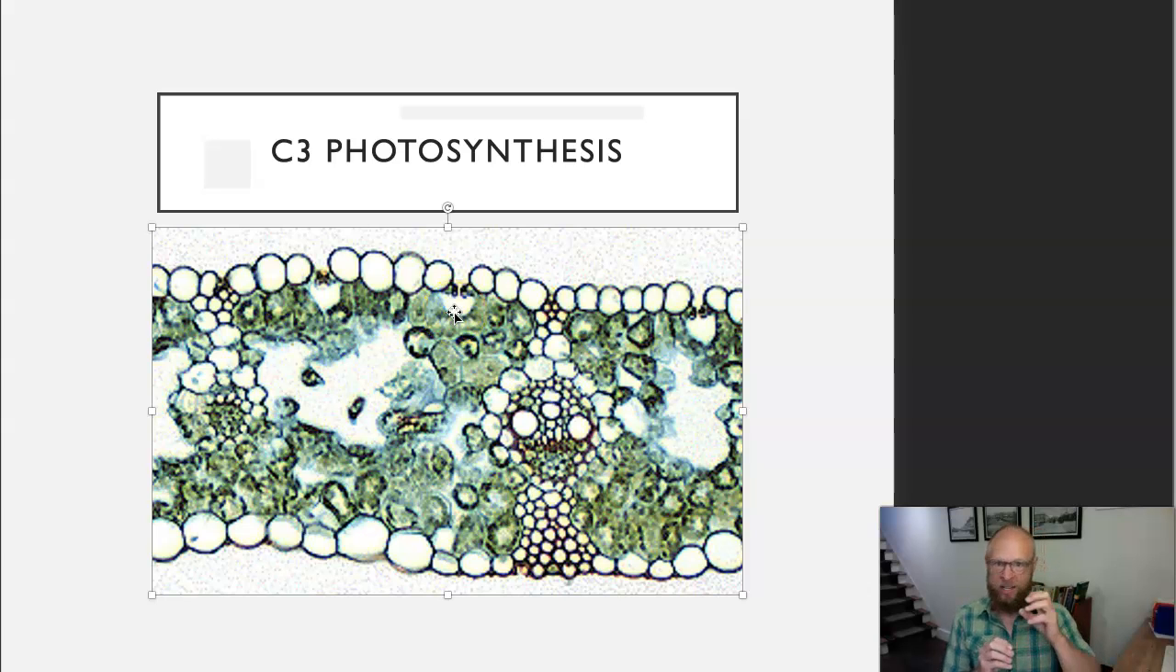Now, rubisco reacts more readily. It fits with CO2 better. So it's going to react with CO2 more often than it does oxygen. But it photorespires a lot just because there's so much oxygen there.